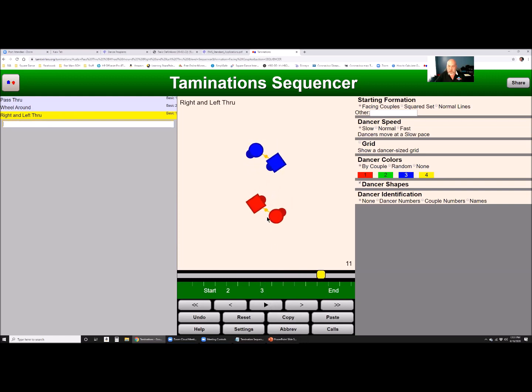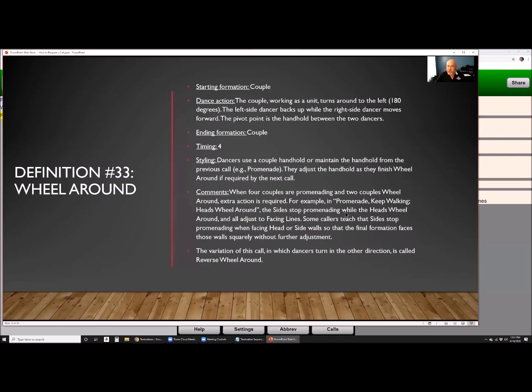You can see how close that got in between this section and here as they moved. It's no longer equidistant as they turn around. So in my mind, a right and left through flows and feels much different than a pass through and a wheel around or a pass through and a courtesy turn. So therefore, I don't do it. And there you go. So that's what the definitions are here.